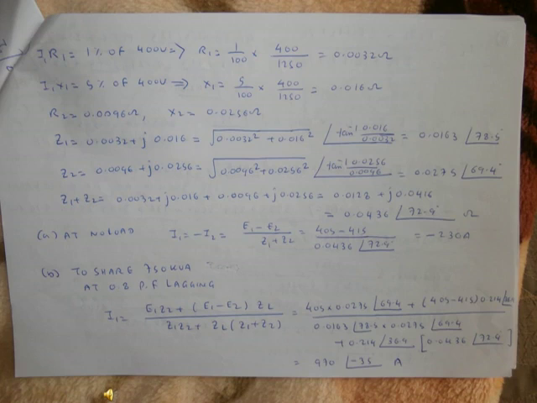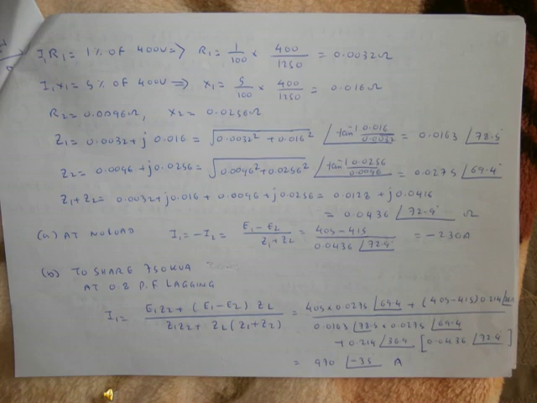Now Z1 equals 0.0032 plus j0.016, so the square root of 0.0032 squared plus 0.016 squared. Now the angle: 0.016 over 0.0032, take the inverse tangent, so 0.0163 at 78.5 degrees. And Z2 equals 0.0096 plus j0.0256, so the square root of 0.0096 squared plus 0.0256 squared, and the inverse tangent of 0.0256 divided by 0.0096, so 0.0275 at 69.4 degrees.